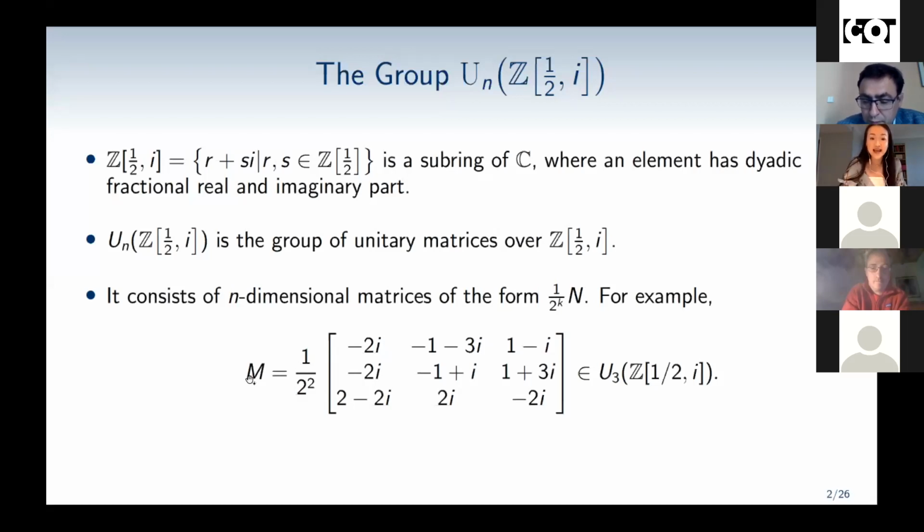So for example, let's say U is a 3x3 matrix of this group. And then if you multiply the scalar into every component, you'll see that this matrix is composed of elements from this ring. And this matrix is unitary. And as a recap of linear algebra, a unitary matrix is a matrix whose conjugate transpose is equal to its inverse. And actually, its real analog is orthogonal matrices. And it is easy to show that the group U_n(Z[1/2, i]) contains the group of orthogonal dyadic matrices.